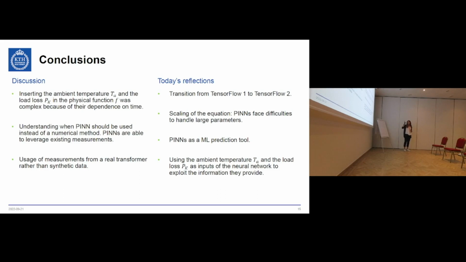Scaling of the equation: PINNs face difficulties handling large parameters. Yes, I had to scale, but of course it's much better to use the dimensionless form of the equation directly. I was rushing and I had to scale somehow, and that was the quickest way to do it. It was very good this way, but it's not always so lucky. And then using the ambient temperature and the loss as inputs of the neural network rather than outputs, examples that I was already mentioning.